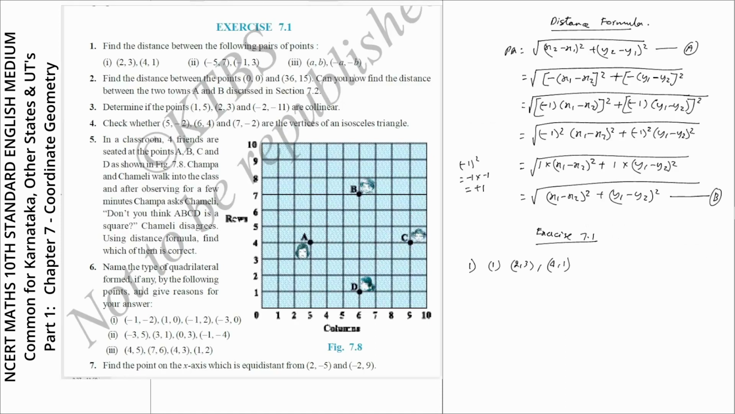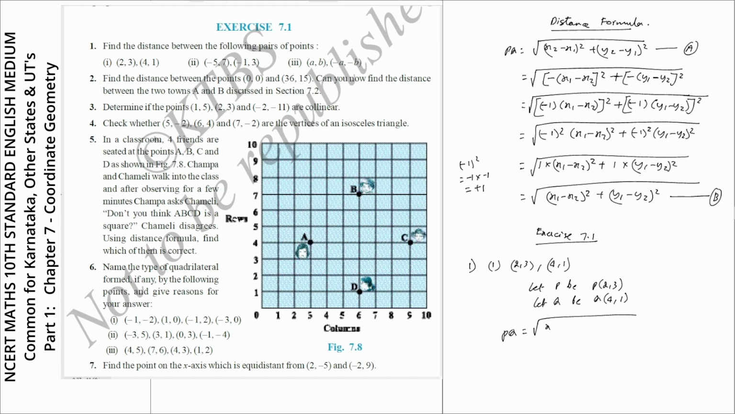Now exercise 7.1, question number 1, sub question 1. The given points are (2, 3) and (4, 1). Now let P be P(2, 3) and let Q be Q(4, 1). So therefore what is the distance between P and Q? First write the formula.